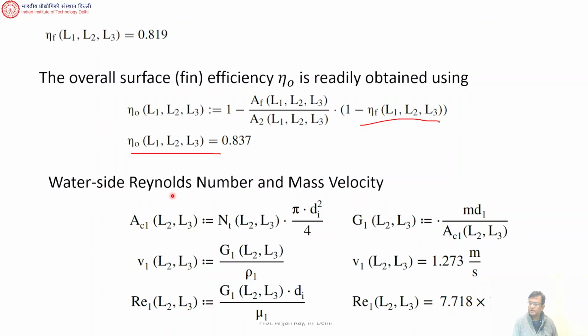So this is water side Reynolds number. So water is flowing where? In the tubes. Air is flowing outside. So this one is easy to understand. The first expression AC1. Then we have G1 and then V1 is the velocity in the tubes. So that's 1.273 meter per second. And the Reynolds number is calculated like this. So this is for tube flow, 7.718 10 to the power 4.